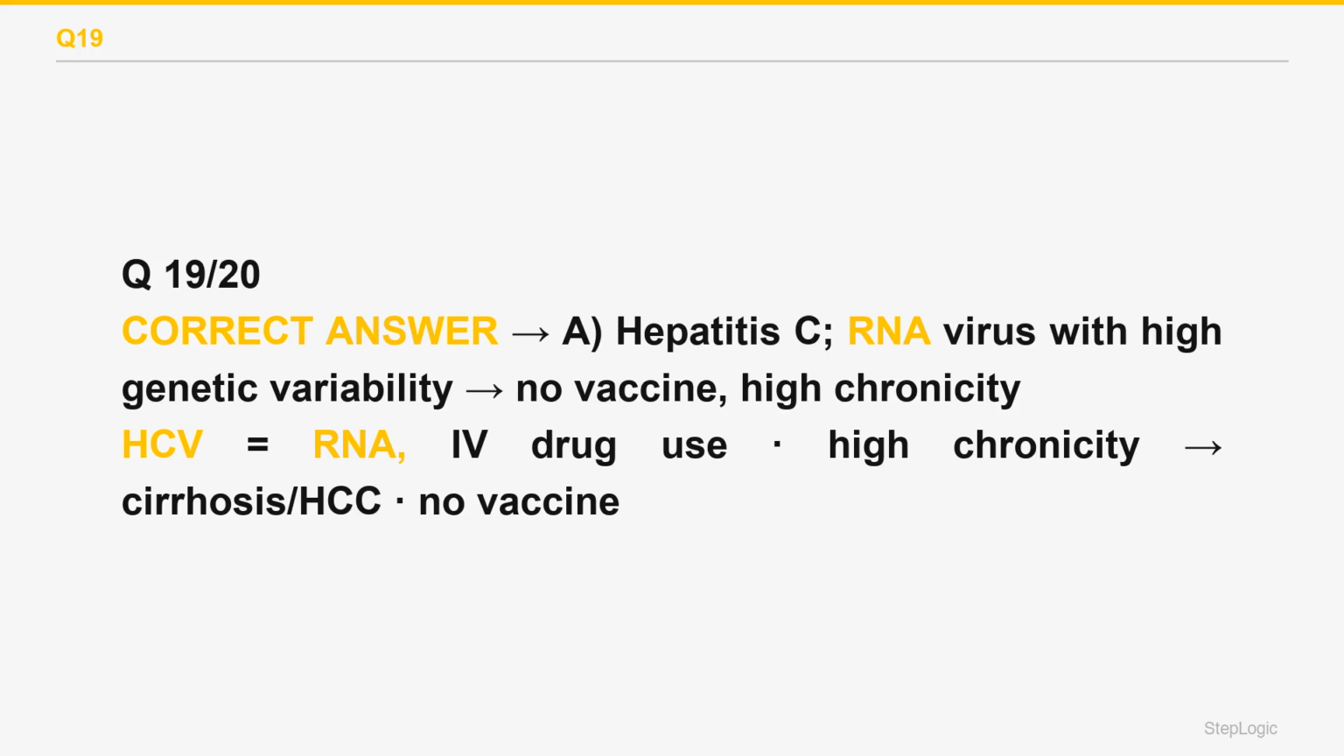Hepatitis C has an error-prone RNA polymerase and exists as many genotypes and rapidly mutating quasi-species, so it constantly changes its surface antigens to evade the immune response, defeating both natural clearance and vaccine development. Unlike hepatitis B, a DNA virus with a vaccine available, there is no HCV vaccine. The RNA virus with high genetic variability, high chronicity, IV drug transmission, and no vaccine is hepatitis C. Modern direct-acting antivirals can cure it.